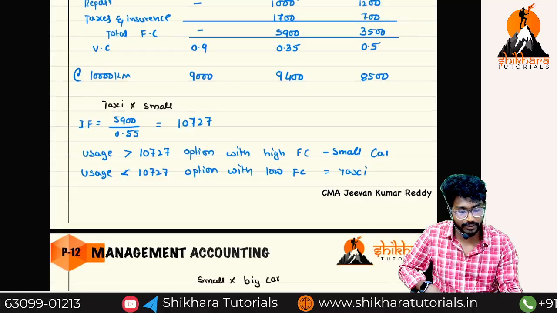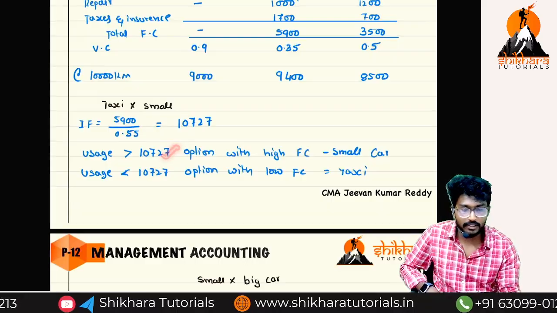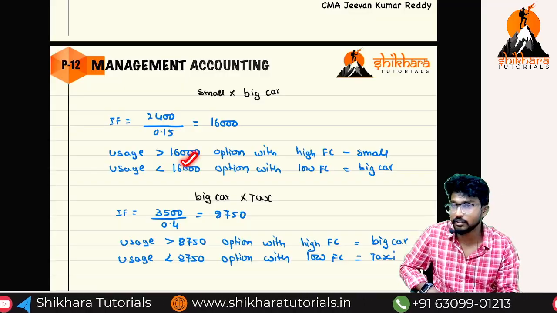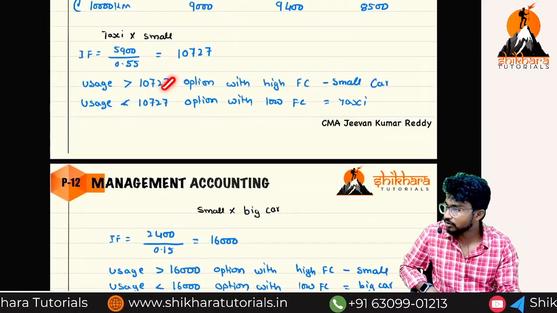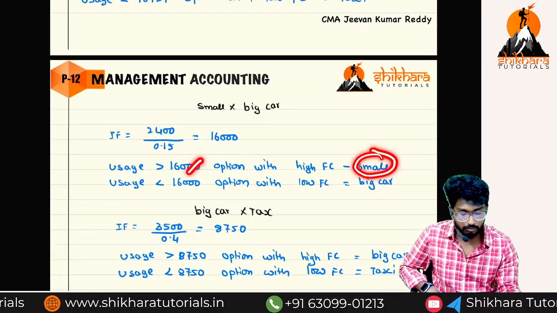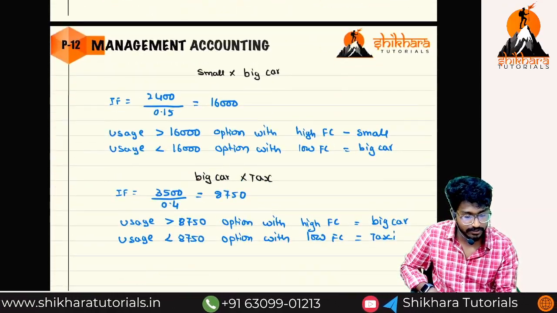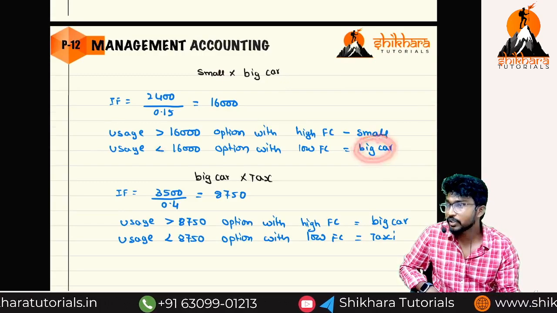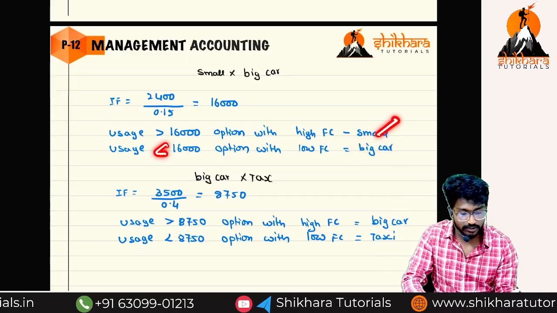If you interpret here, above 10,727, which car is best? Small car. Even after 16,000 also, which car is best? Small car only. But if you see less than 16,000, when compared with small and big car, which car is best? Big car is best. That means above 16,000, small car. Below 16,000, big car.